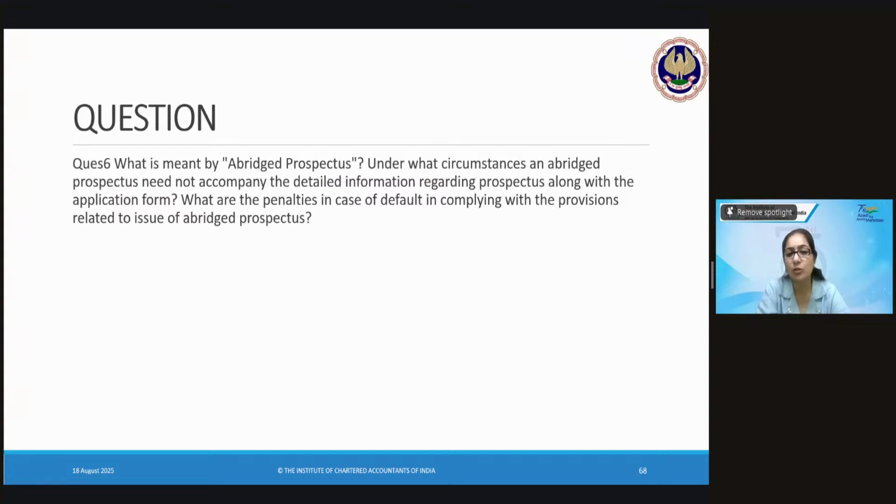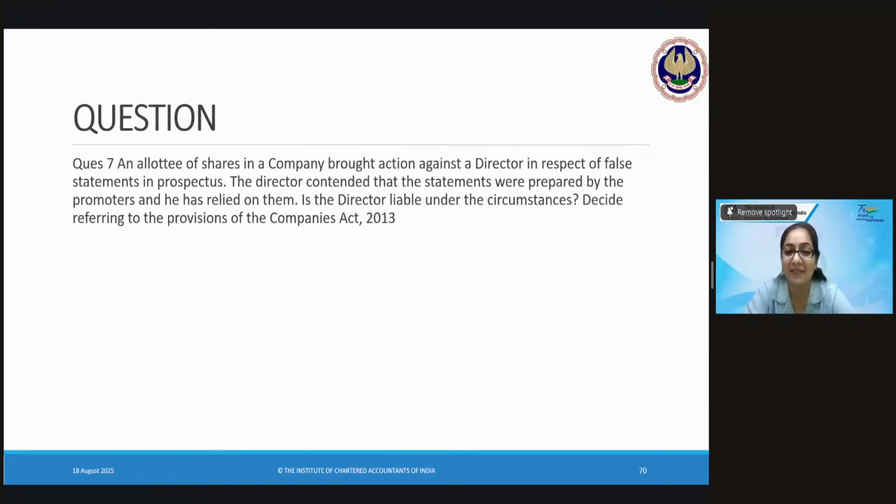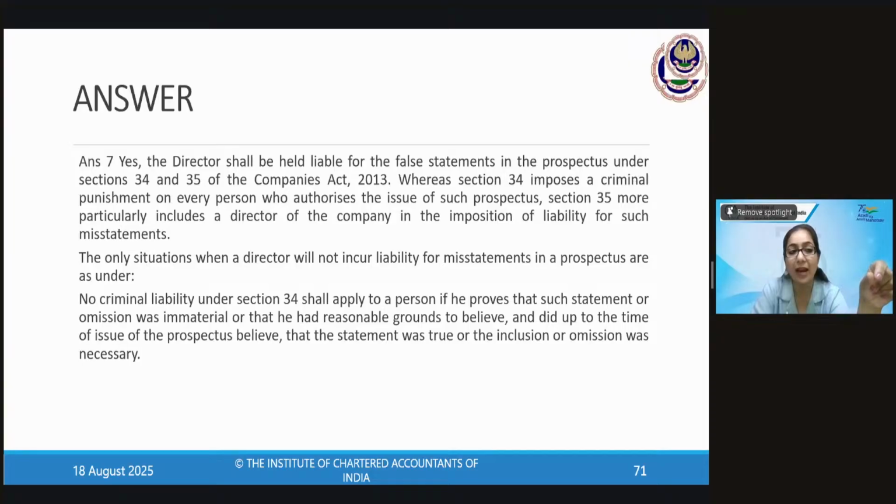Have we done this one also? Please, somebody tell me a bridge prospectus. I think we did the bridge prospectus. Okay. Question number 7 we have not. An allottee brought an action against the director because of misstatement in the prospectus. The director contended that the statements were prepared by the promoters. Now, we have just read about this illustration in the module. I wanted to show you how you have to write your answer. So you will say, yes, the directors will be held liable under section 34 and 35.